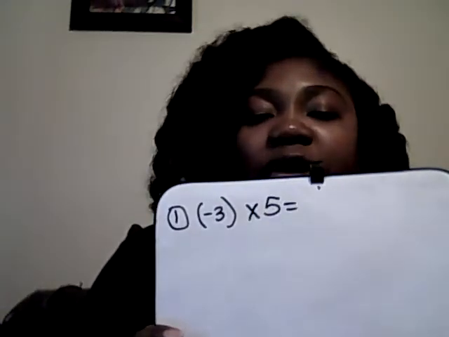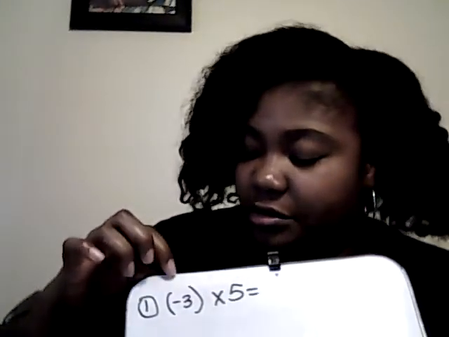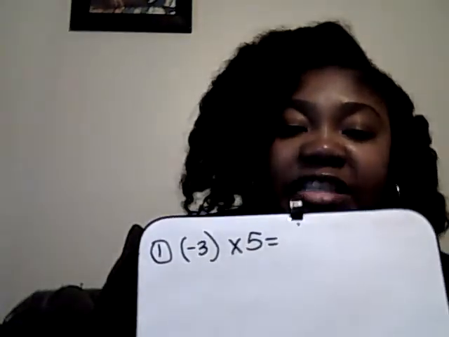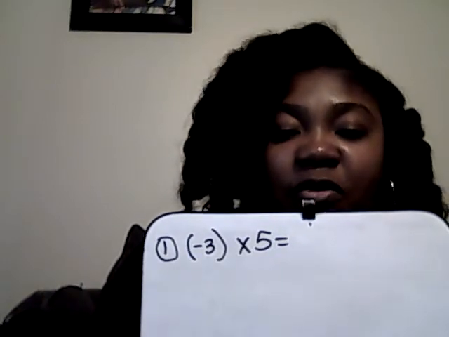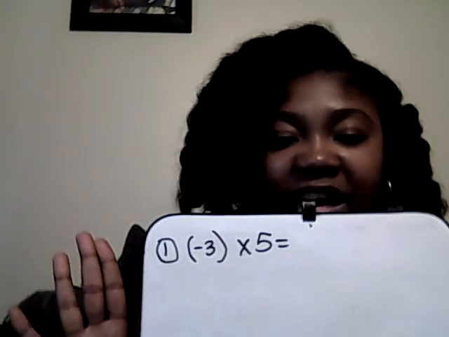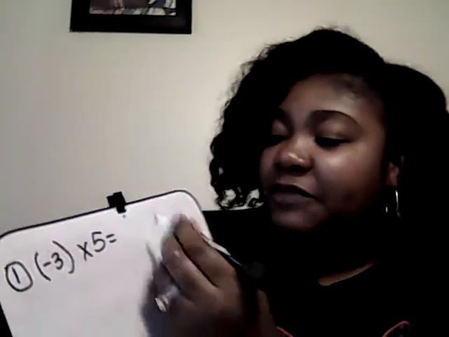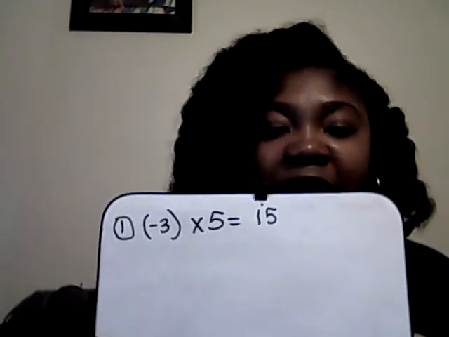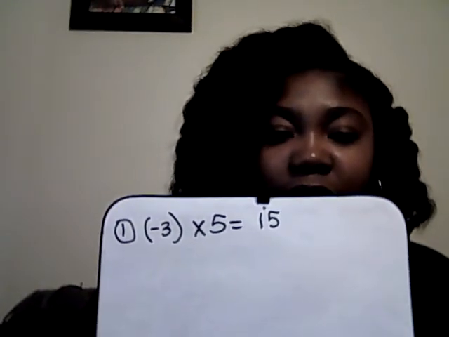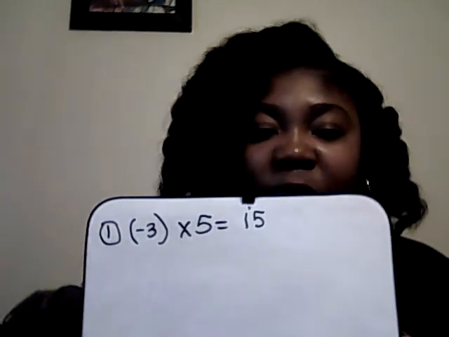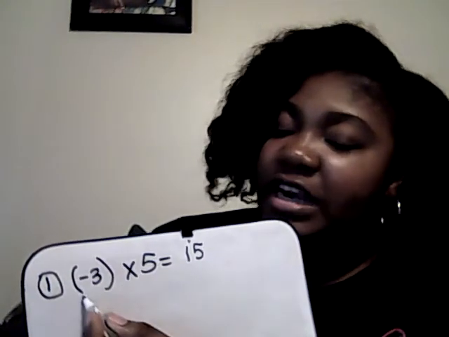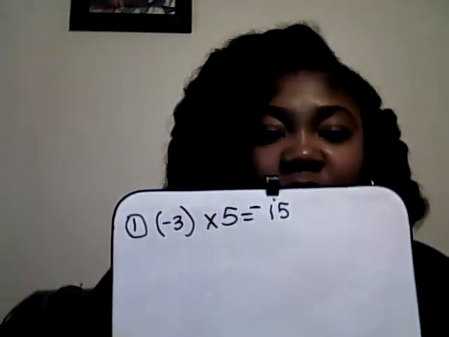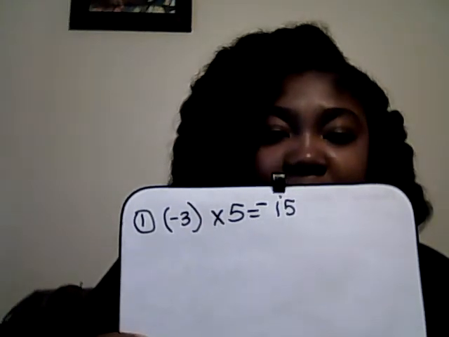So the first one, number 1, is negative 3 times a positive 5. Negative times a positive will give us what? We already know 3 times 5 is 15, so I'm going to go ahead and write 15. Now I need to figure out, is this going to remain positive or is it negative? Because it has one positive and one negative, that means it's going to be negative. So our first one is negative 15. Okay.